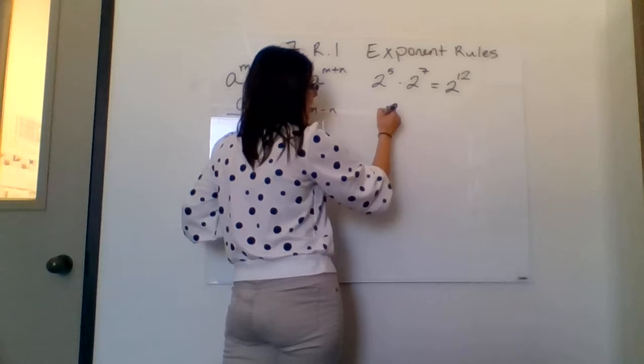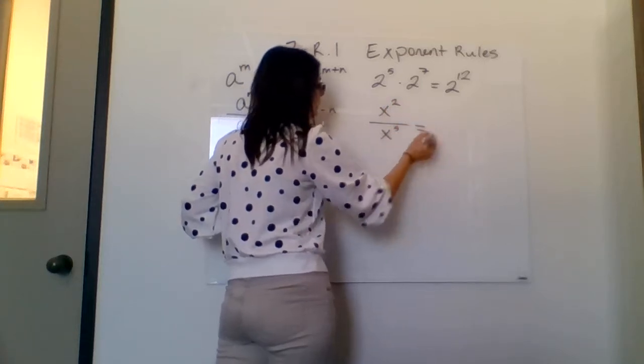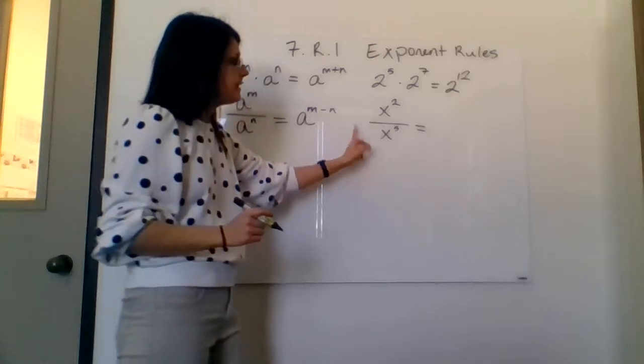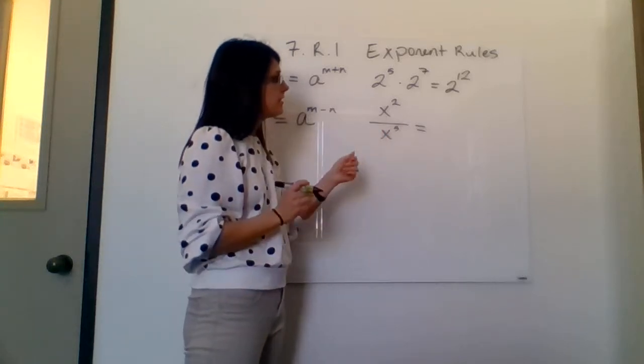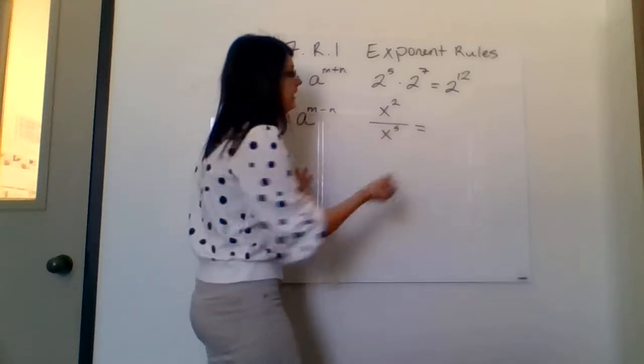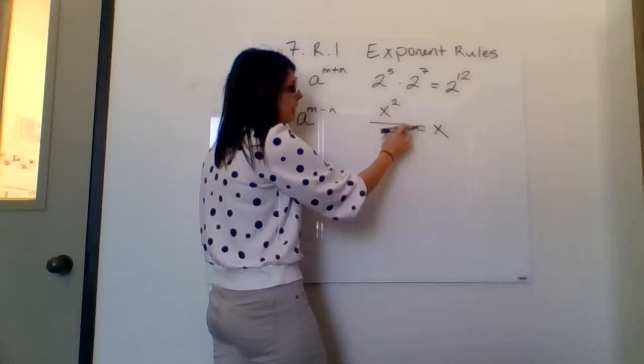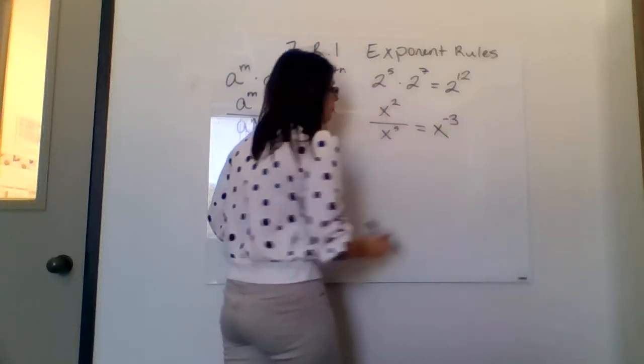Let's say that I have x squared over x to the 5th power. I see that I have the same base. The operation is division, so that tells me I need to subtract the top exponent minus the bottom exponent, keeping the same base. So I get x to the power of 2 minus 5, which is negative 3.